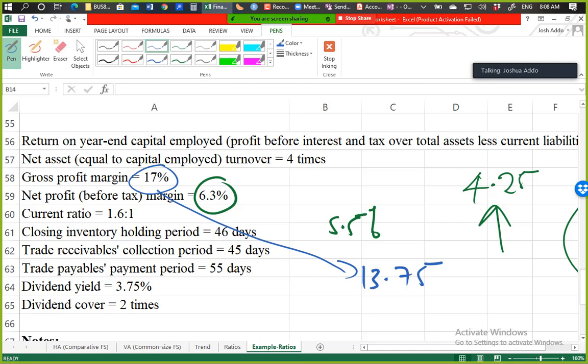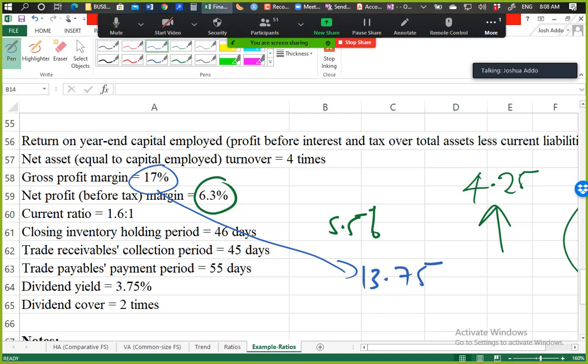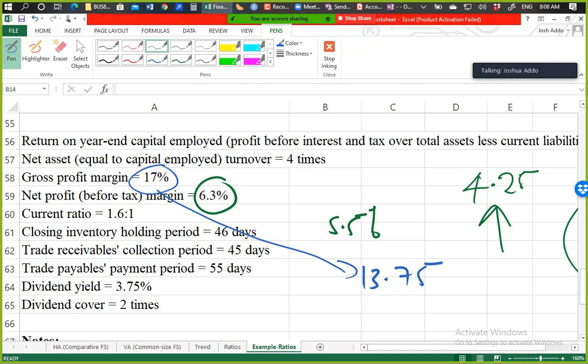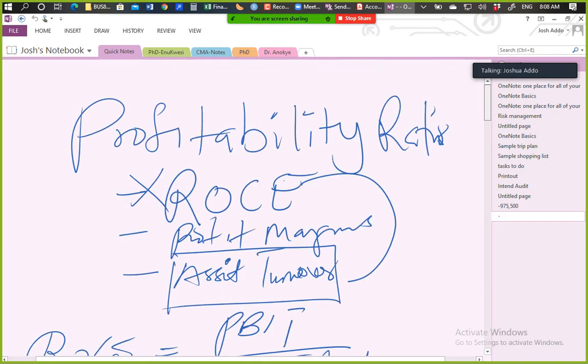Okay, so that is it for operating profit margin, net profit margin, gross profit margin. So we are done with the profit margins. Let's look at the schedule, what we were trying to do. So apart from these ones, these are the profitability ratios basically.